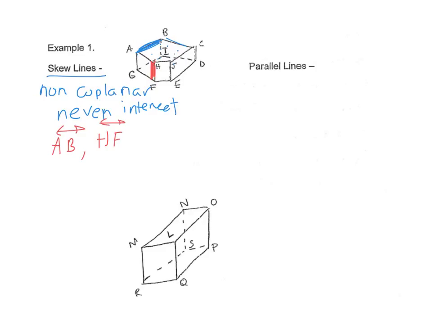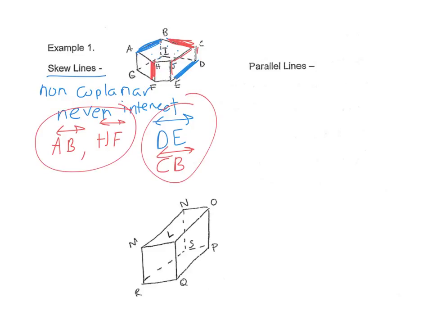So those are skew. Another set could be DE, the line DE, and then I'm going to have something else that's on the other side. I could not use JE, CJ, or DC. I could use CB. So I'm going to say the line CB is skew with DE. These two are skew, these two are skew.